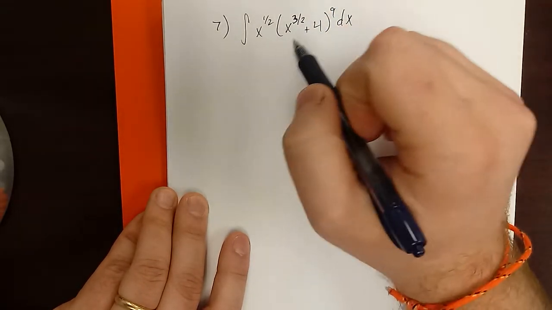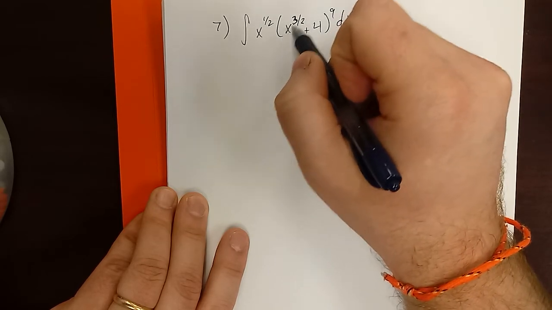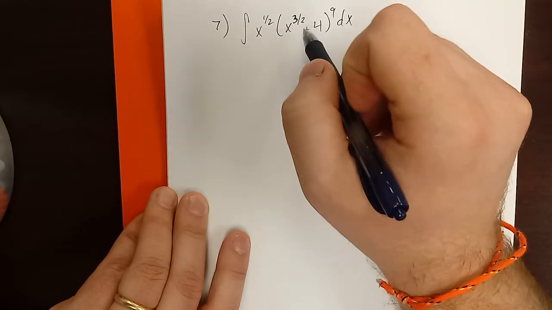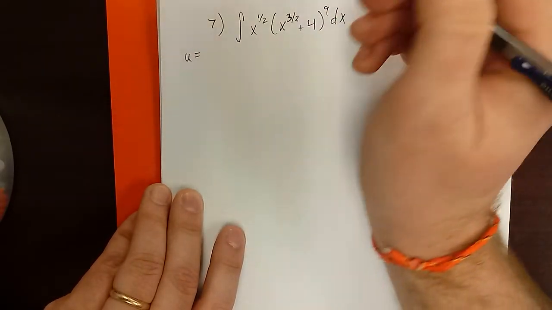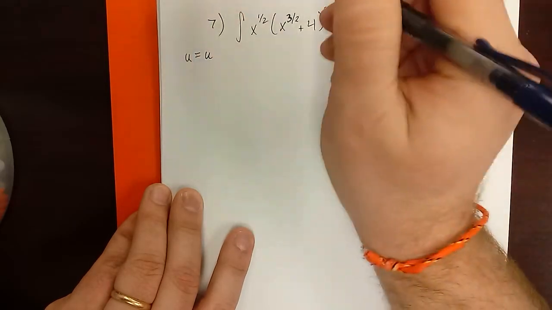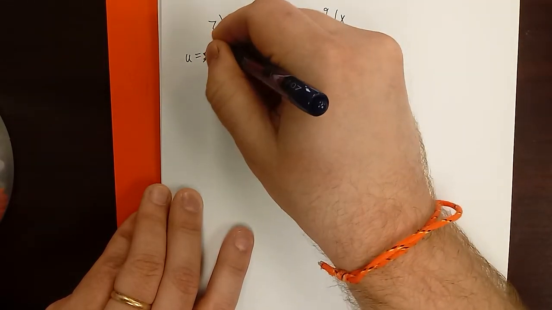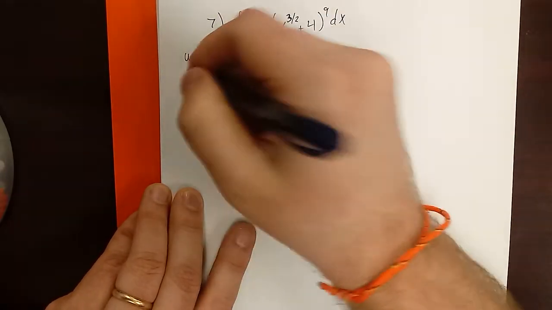I don't see that somewhere else, but I do see, ignoring the 3/2 out front, x to the 1/2 as the derivative of the inside, meaning we're going to make this our u. And there is a little bit of a pattern here. Oftentimes the inside stuff is the best thing to take the derivative of, or the best thing to make u.